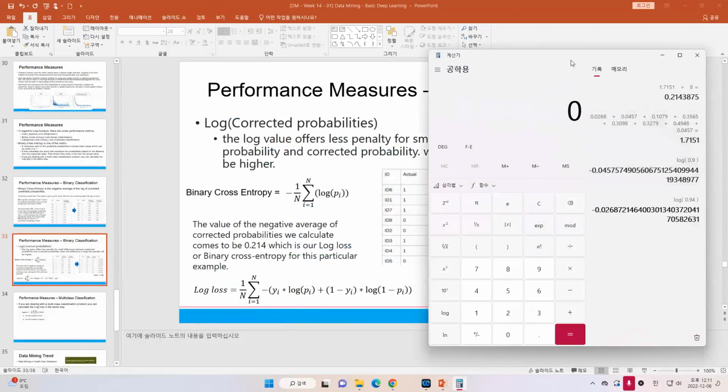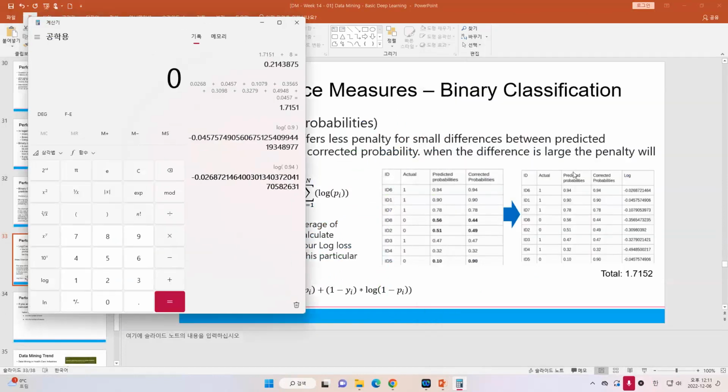Log. We have 0.94. And then I use log here. So the result is minus 0.026872. So you can see here, log of 0.94 is minus 0.026872 and so on.